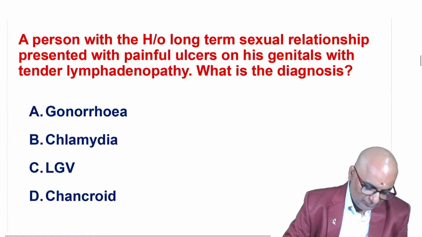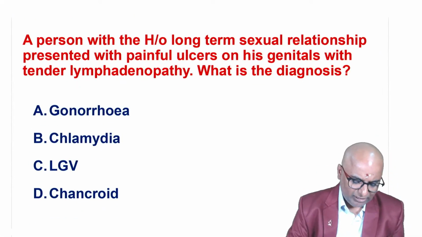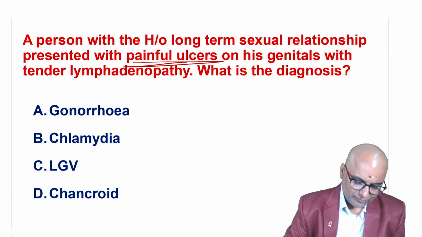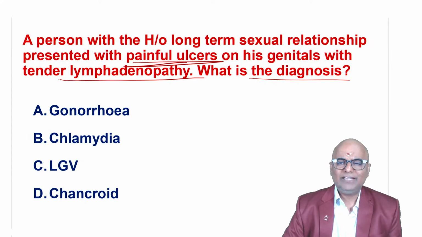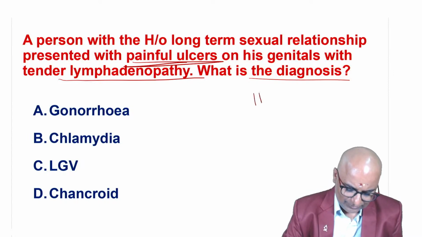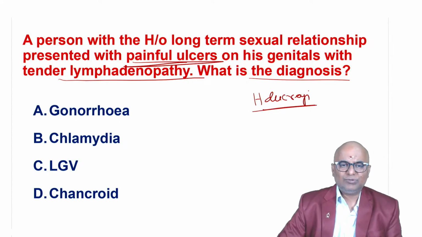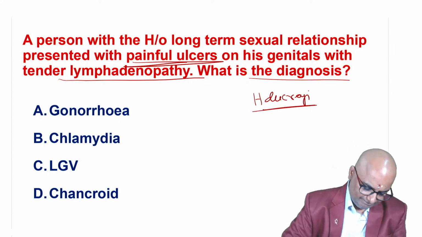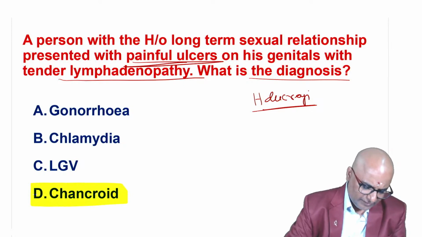Next is a person with history of long-term sexual relationship presented with painful ulcer on the genitals with tender lymphadenopathy. What is the diagnosis? Painful, I used to tell in the class, cry. Pain means cry. So Haemophilus ducreyi. And tender lymphadenopathy, suggestive of chancroid. Only tender lymphadenopathy, you can think of LGV.